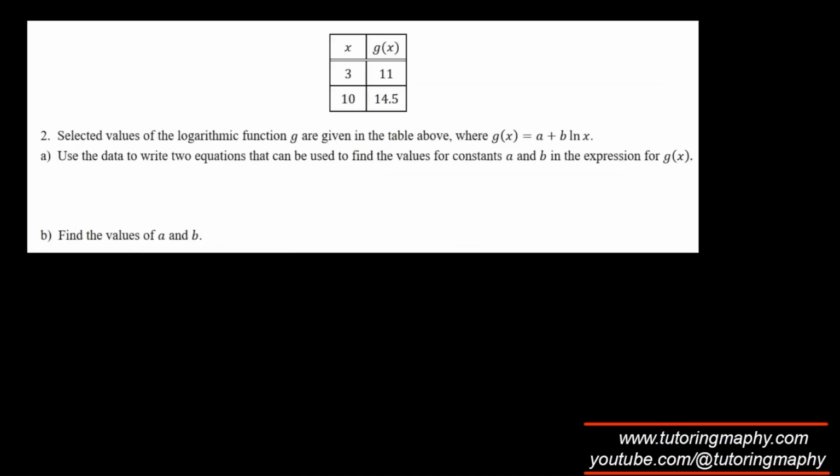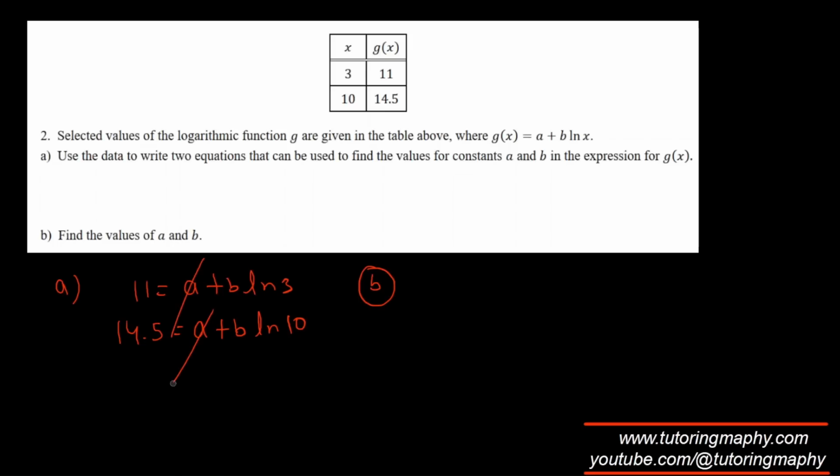Likewise over here, similar situation. So we are just going to sub in f(x) or g(x) as 11 and x as 3. So that's equation 1. And likewise, this is 14.5 is equal to a plus b ln 10. That's equation 2. If I want to solve this pair, then I think subtraction will be a great choice, because then a minus a will be 0, right?